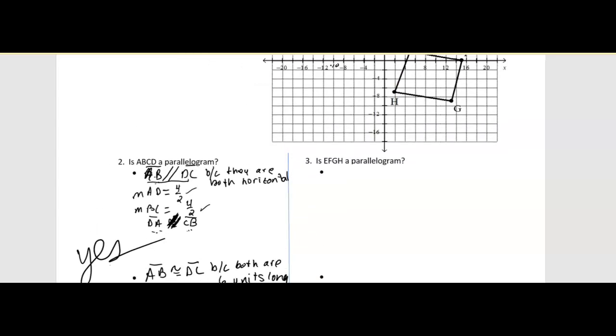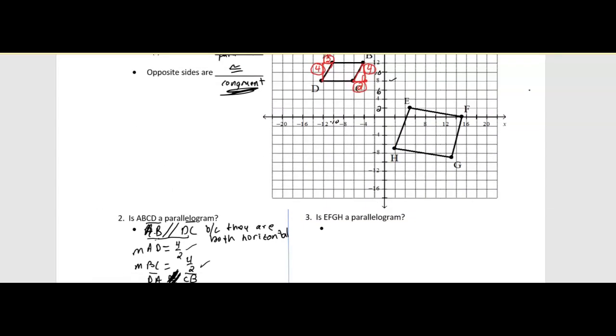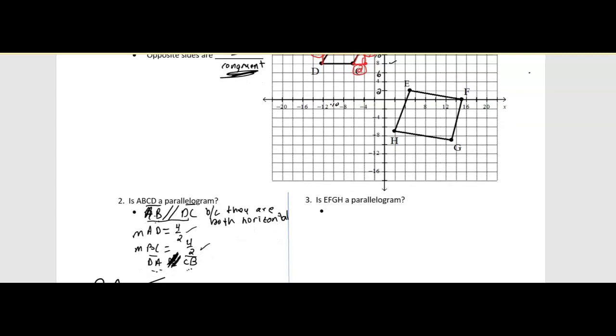Okay. Same process with E, F, G, and H. So first thing we have to show is, let's do E and H. We don't have horizontal here, so we've got to do a little bit more work. So let's do our slopes first. So let's find the slope of segment EH.